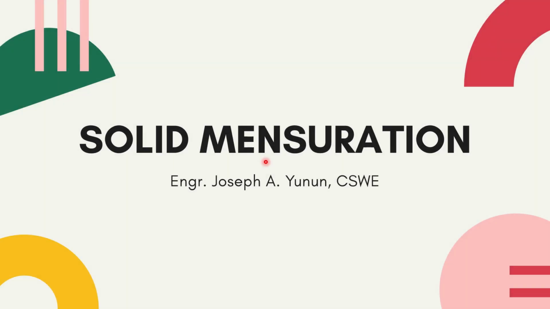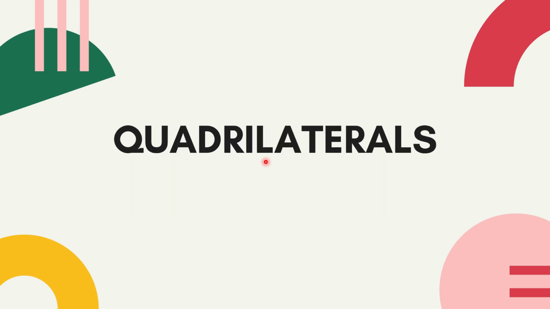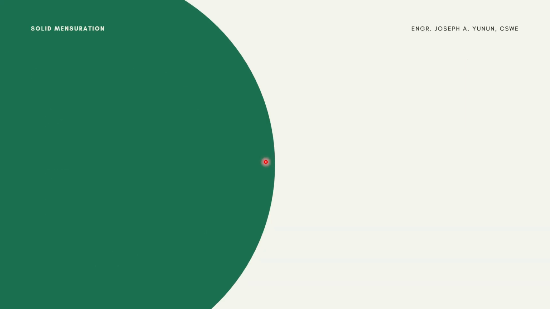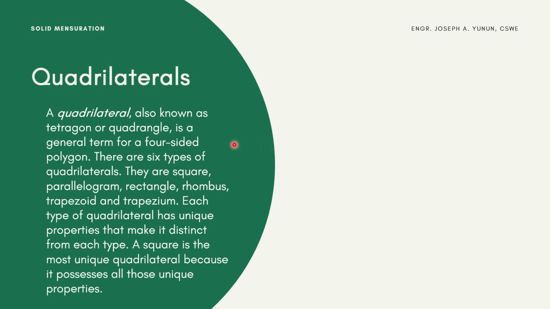Good day, everyone. So we'll continue our discussion in our subject, solid mensuration. Our topic for today is all about quadrilaterals. So we all know that quadrilaterals are four-sided polygons. So what are quadrilaterals? A quadrilateral, also known as a tetragon or quadrangle, is a general term for a four-sided polygon.